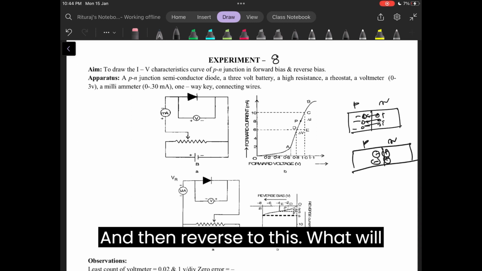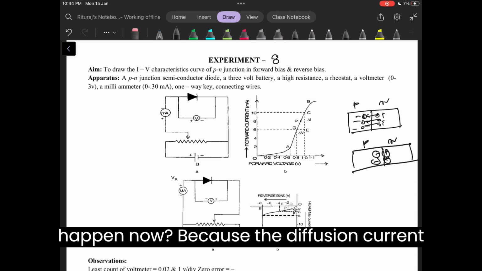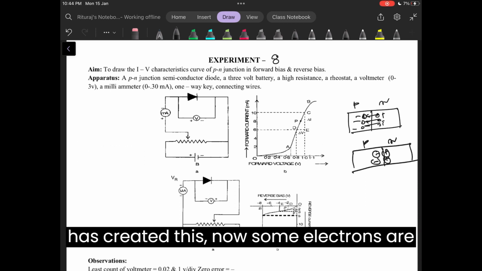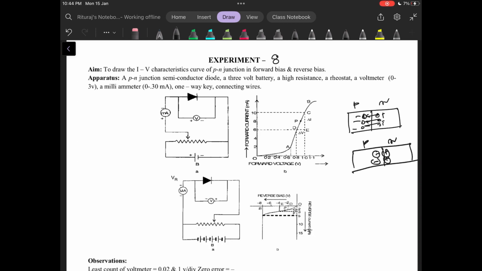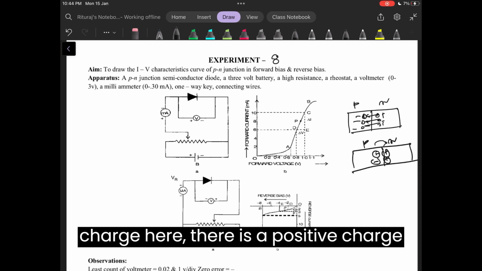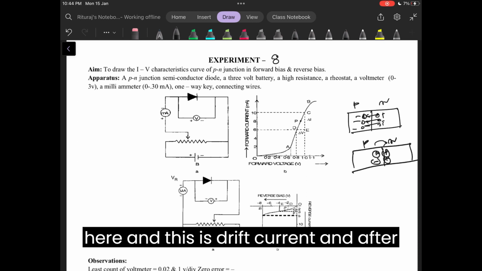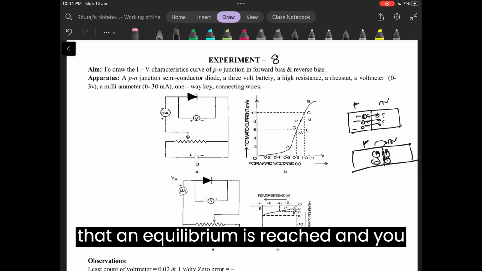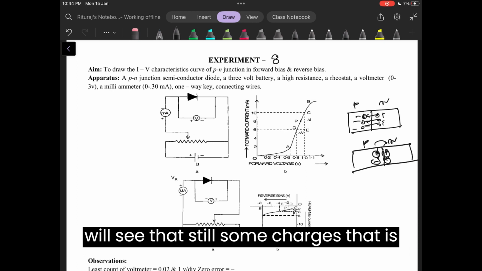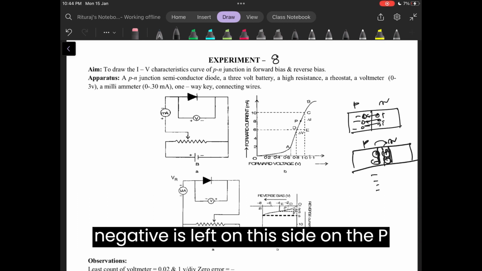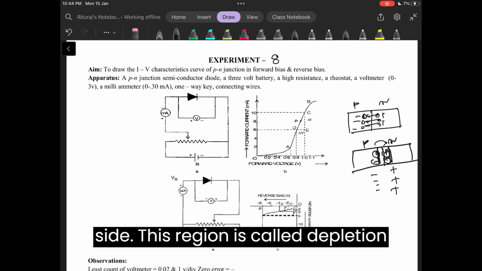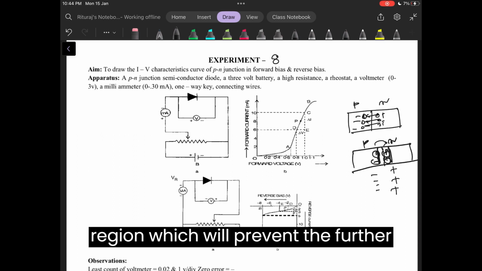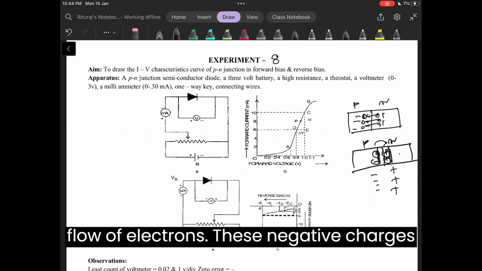And then, the reverse of this will happen. Because the diffusion current has created this, now some electrons are going to flow from here to here, because there is a negative charge here and a positive charge here, and this is drift current. And after that an equilibrium is reached, and you will see that still some charge, that is negative, is left on the p side, and positive is left on the n side. This region is called the depletion region, which will prevent the further flow of electrons.